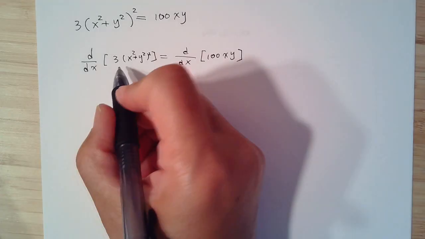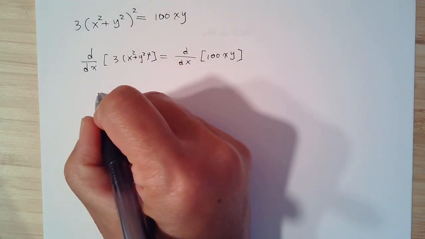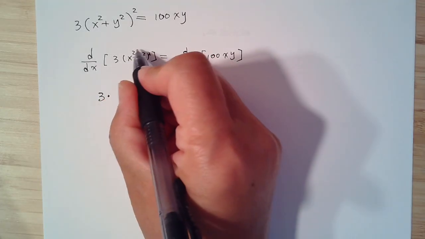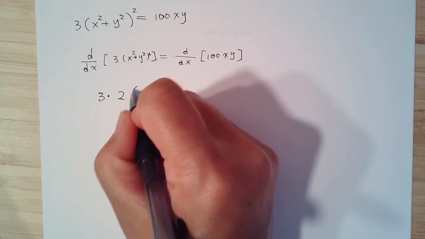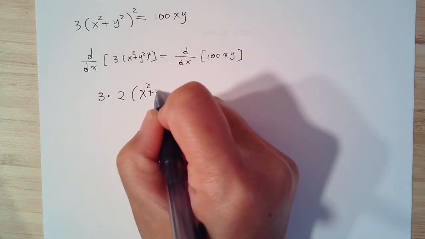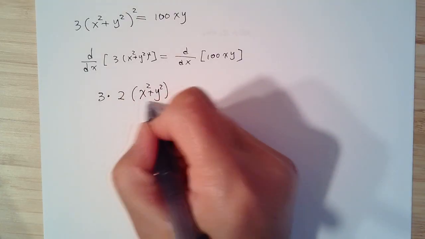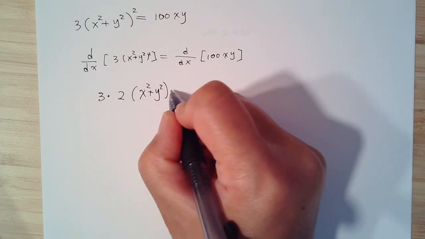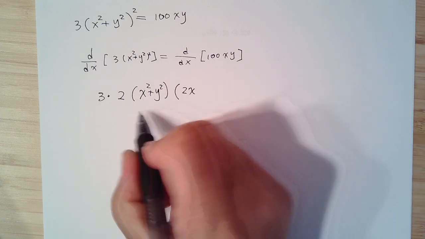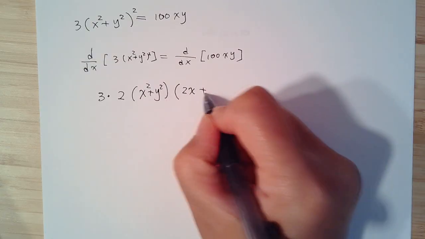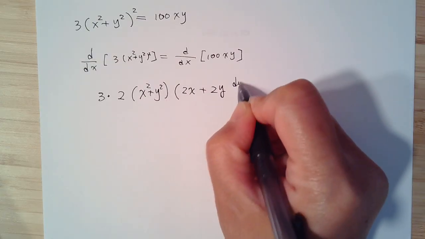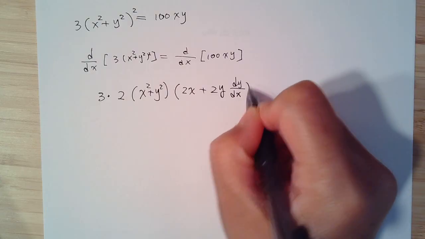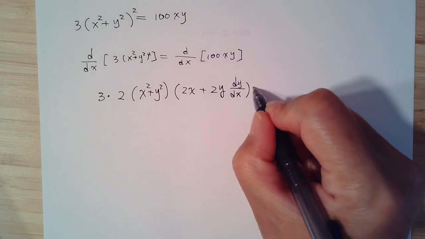So the derivative of this is going to be 3 times, and then we'll bring this 2, and then we have (x squared plus y squared). Chain rule, then we have to take the derivative of this with respect to x. So that's going to be 2x, that's the derivative of that, plus 2y, then dy over dx. See that?